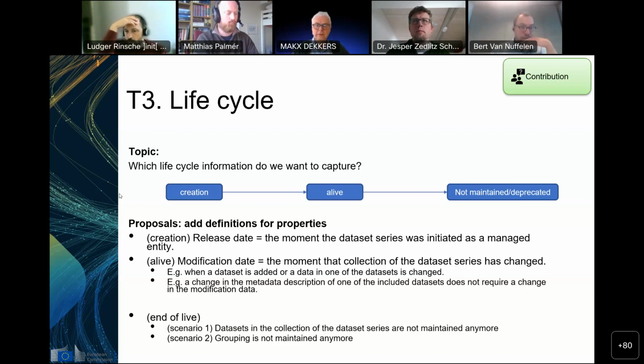Okay, so there's indeed, and maybe that's a general topic that we could have, how we indicate archiving. At this moment, we have only ADMS status to indicate the status.